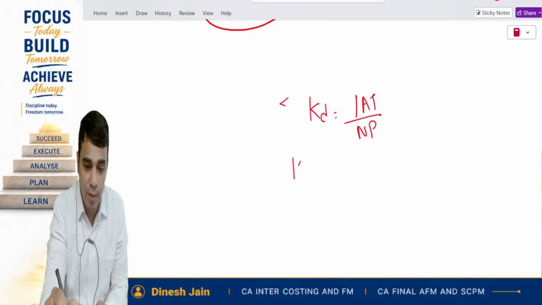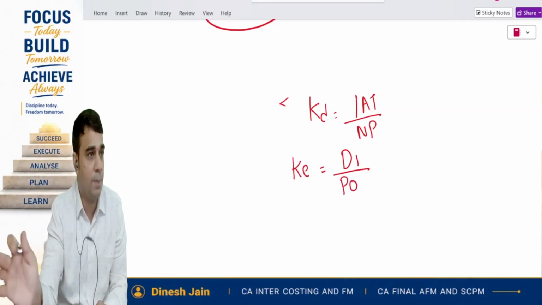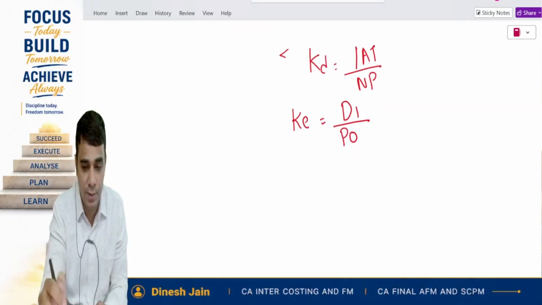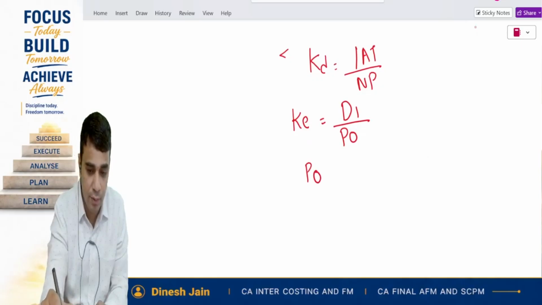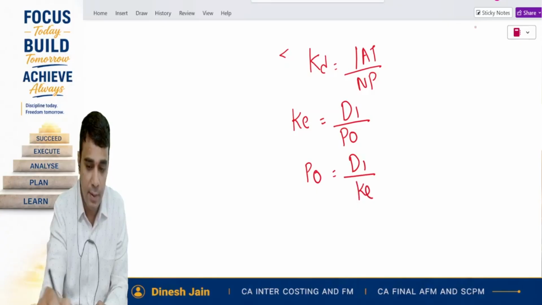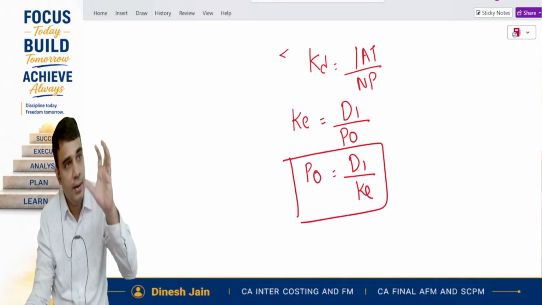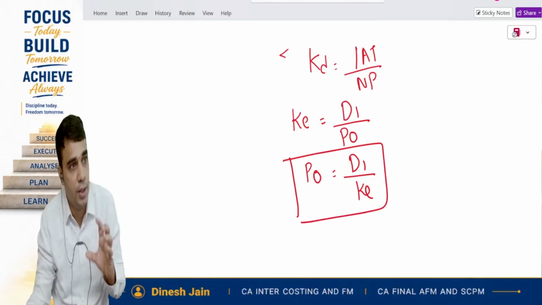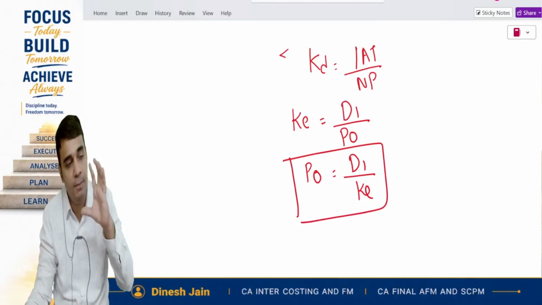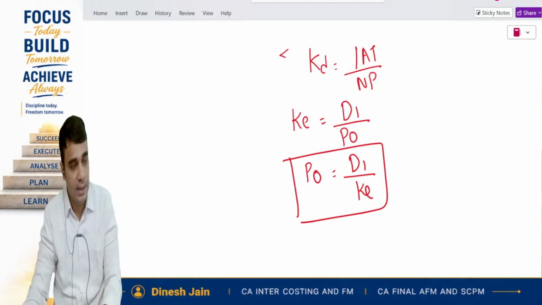We also had a formula called KE. KE is equal to what? D1, ignoring the plus growth rate part. P naught is equal to D1 by KE. There is a growth element which has to be brought into the formula. How we bring it, I'll explain. P naught is equal to D1 by KE.